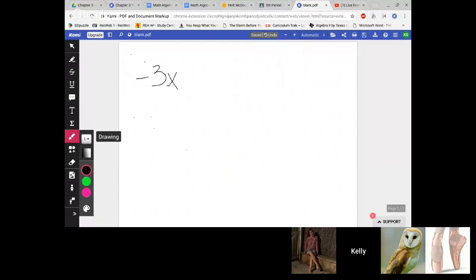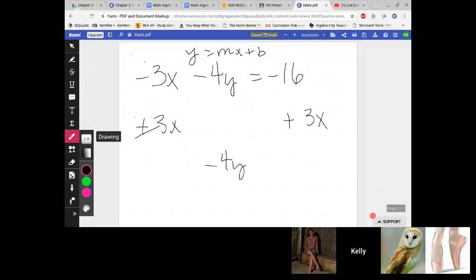Negative 3x minus 4y equals negative 16. So I'm going to get it in y equals mx plus b format. That's what I'm going for. So I'm going to add 3x to both sides because I'm trying to get everything away from the y slowly but surely, which leaves me with negative 4y equals 3x minus 16. And then I've got to divide both sides by 4.